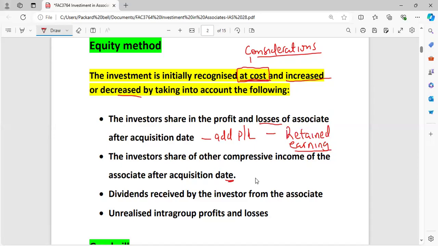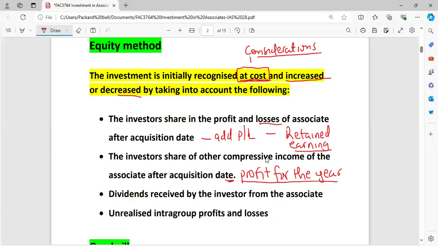Then here, you look at the profit for the year. In the profit for the year, you are also going to share to come to this investment in the associate. You are also going to share the profit for the year. So the share of profit for the year is going to increase the investment in the associate.